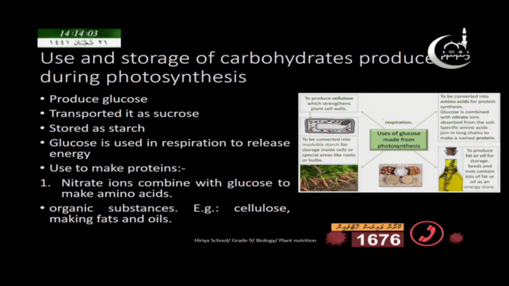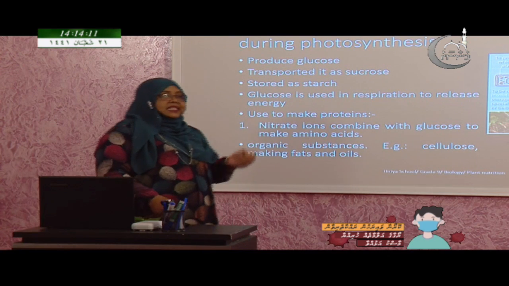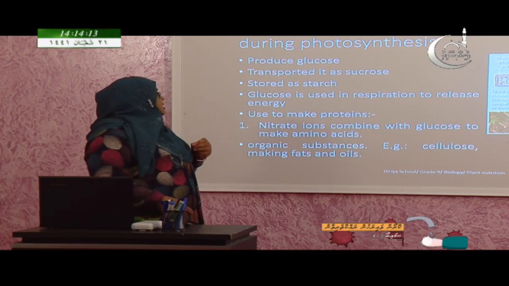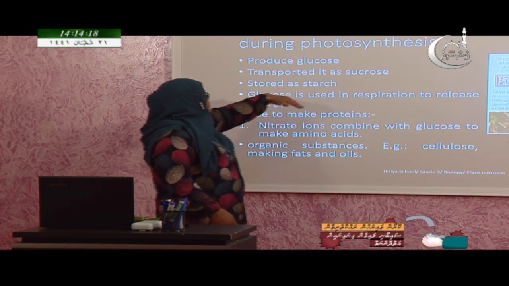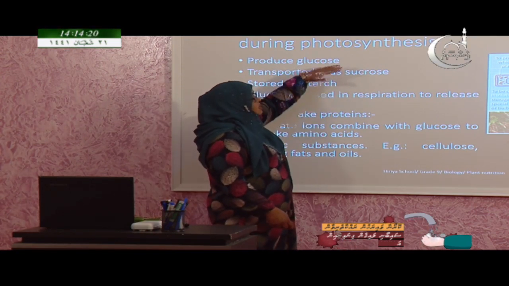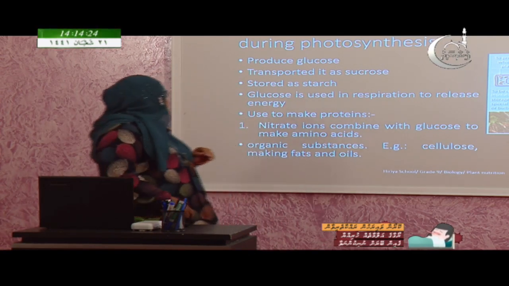So, sucrose is transported and stored as starch because starch is totally insoluble. When the plant is not photosynthesizing during the night time, the plant is unable to photosynthesize. During that time, the stored starch will be converted back to sucrose and then to glucose. So, the plant can use glucose as a source of energy.